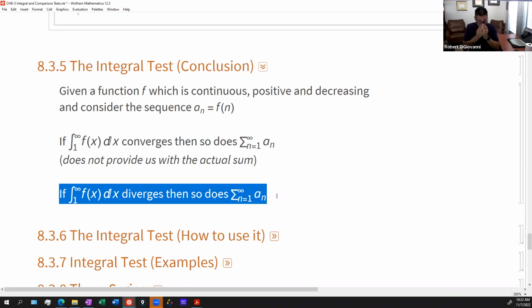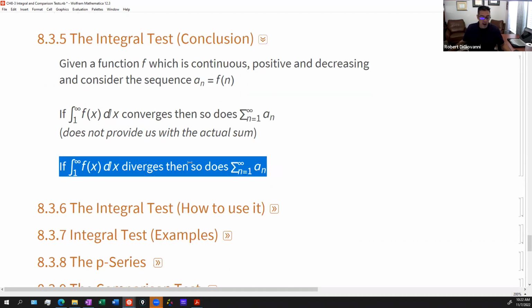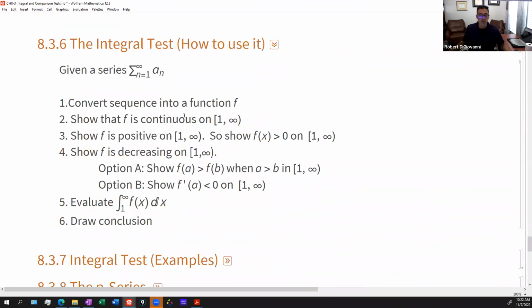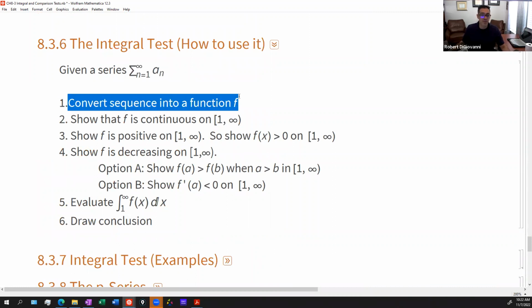All right. So, how do we use this test? To use the test, here's what we're doing. We're given some series, all right? We're trying to figure out if it converges or diverges. First thing we're going to do is convert the sequence into a function f, like a good old-fashioned real-valued function, so we can graph the curve and find the area underneath.